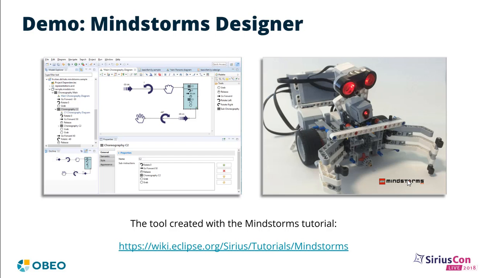This modeling tool allows you to define a sequence of instructions to be executed by a Mindstorms robot. You can define basic instructions such as going forward, rotating, grabbing an object, releasing an object, or define sub-choreographies, which also define a sequence of basic instructions. So now imagine that we are a team that needs to define a complex sequence of Mindstorms instructions.